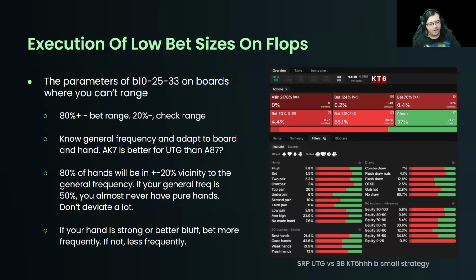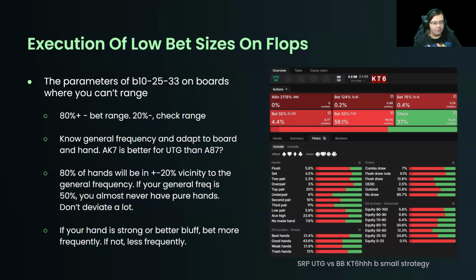So is Ace King 7 better for UTG than Ace 8-7, right? In SRP versus Big Blind. You kind of have that thought process, then you figure out, okay, if the frequency is 50%, Ace King 7 is worse because I have less flushes. So I'm probably supposed to go down on frequency. So I'm going to bet something like 30%. Ace 8-7, maybe it's kind of in the median. Maybe Ace 8 deuce would have been better. 8-7 Big Blind has some 2-pair, you know. Maybe I keep it on frequency, right?